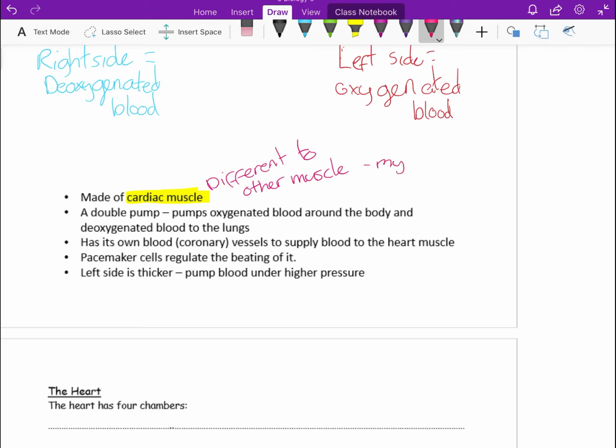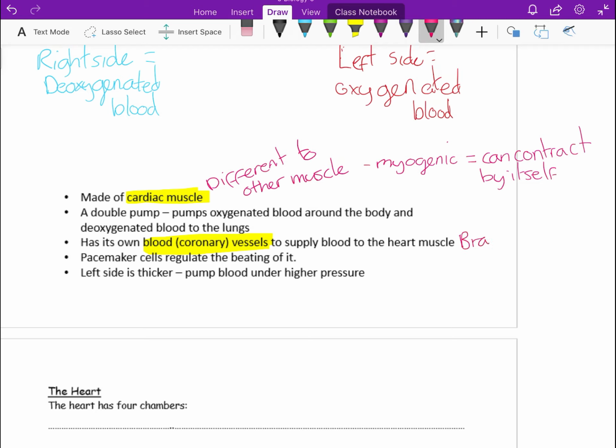What makes cardiac muscle really special is that it's got a property which is called being myogenic. What this means is that cardiac muscle can contract by itself. So it doesn't require a nerve impulse from outside of the heart in order to cause the heart to contract. So the heart muscle itself can initiate its own contractions.